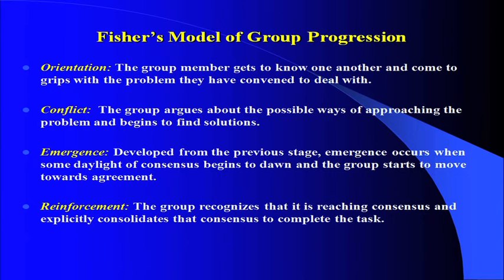And finally, reinforcement. The group recognizes that it is reaching consensus and explicitly consolidates that consensus to complete the task. So every member of the group now tries to perform and do the job. So these are some of the stages of the group process, progression, how the group progresses.